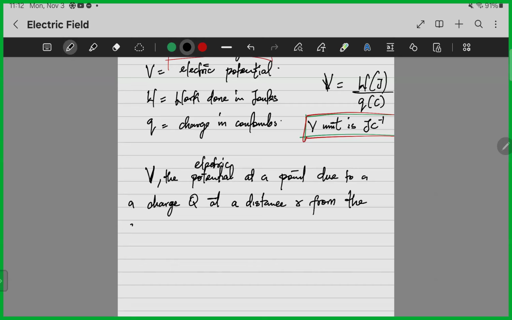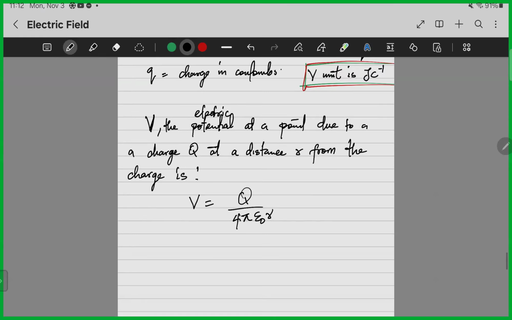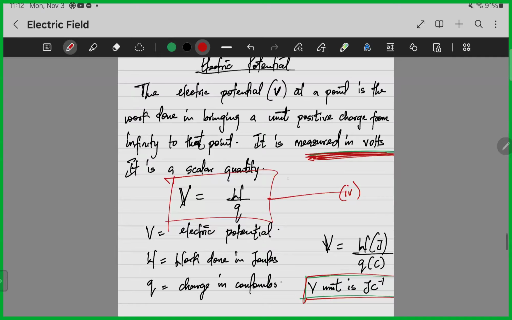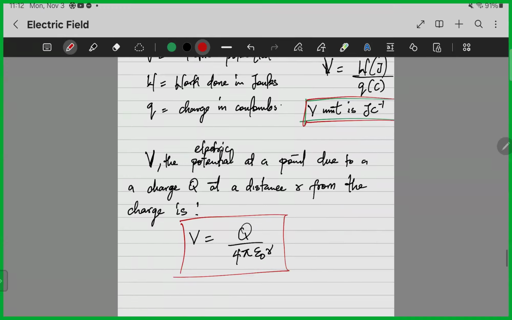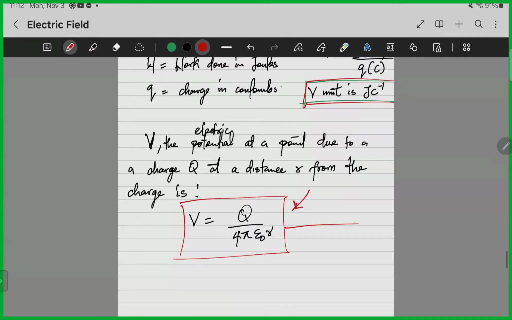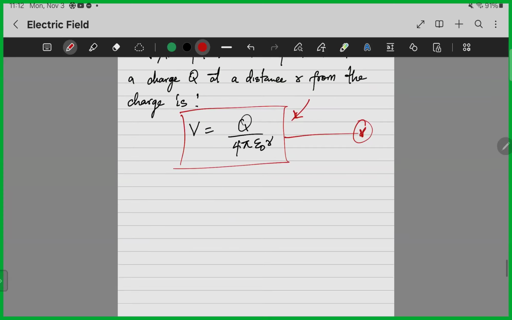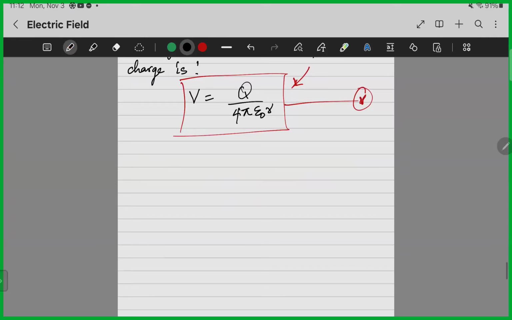The potential is given as V equals Q over 4 pi epsilon naught R. Take note of this. It's another formula useful in cases where you're not given work and charge directly but you're given the radius. I'm going to call that Roman figure 5. So let's go straight into the next subheading.